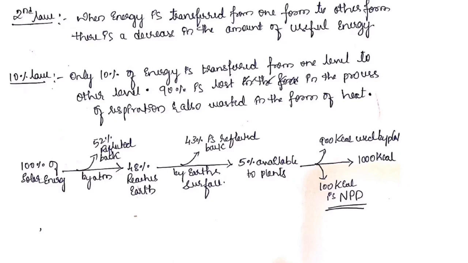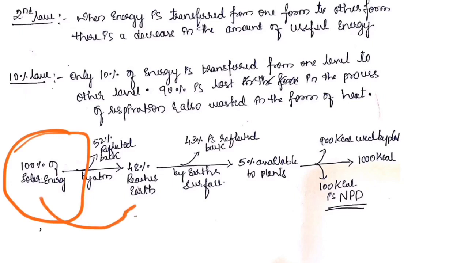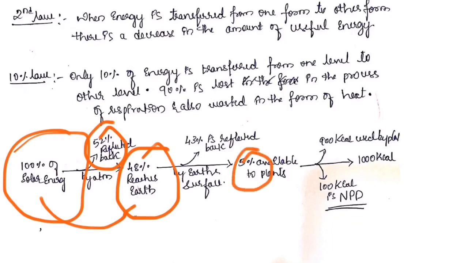See here, there is 100% of solar energy which is used by the plants. Out of this 100%, 48% reaches the earth. The remaining 52% is reflected back by the atmosphere. Out of this 48% reaching the earth, only 5% is available to the plants, and the remaining 43% is reflected by the surface of earth and water.